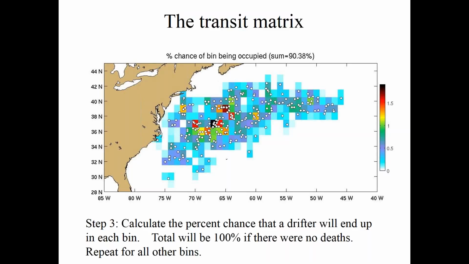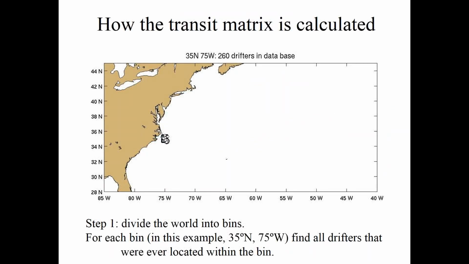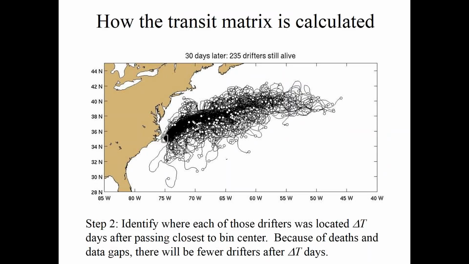Or you could go backwards in time. You could always say, where were they 30 days ago? And you might find that you have, in this particular example, what did I say? I said there are 260 drifters. So maybe I go back 30 days, and I find 235 drifters. So, little quiz. How is that? How would there be less drifters 30 days ago?